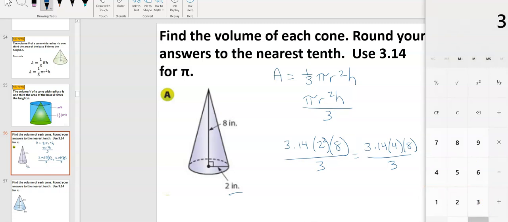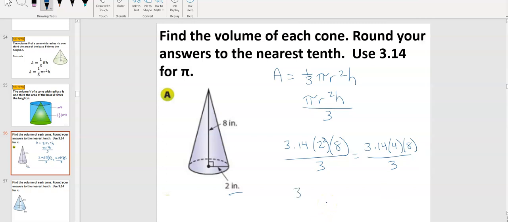So I'm going to do 3.14 times 4 times 8, and then all of that divided by 3. And I'm rounding to the nearest tenth. So looking at the 4 here, I'm going to go 1 to the right, and that 9 is bigger than 5, so it's going to make this 4 go up to a 5. So my answer is going to be 33.5. My units are inches, and remember, when it's volume, it's cubed, and that is going to be the answer right there.